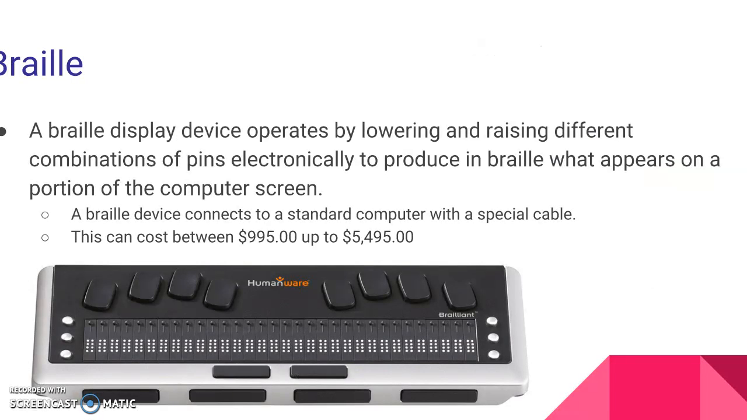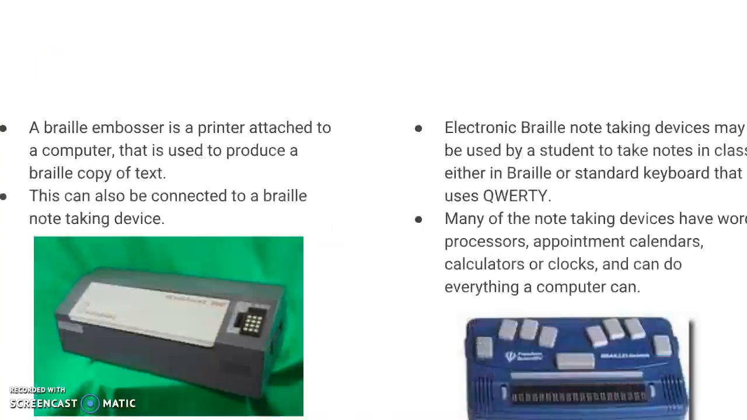So first topic up is Braille, and a Braille display device operates by lowering and raising different combinations of pins electronically to produce in Braille what appears on a portion of the computer screen. A Braille device connects to a standard computer with a special cable, and it can cost between $995 up to $5,495, which I found on Google, so they're quite expensive.